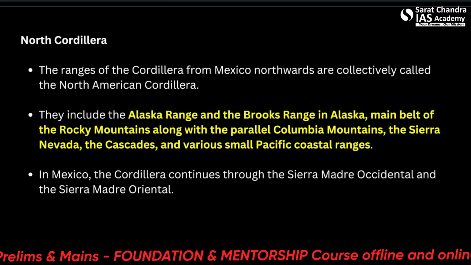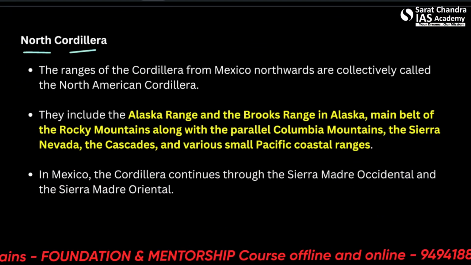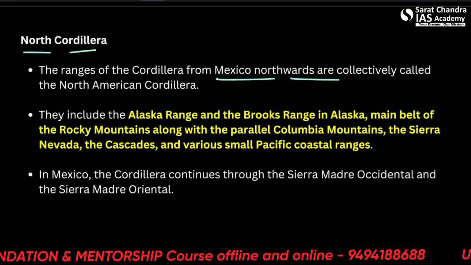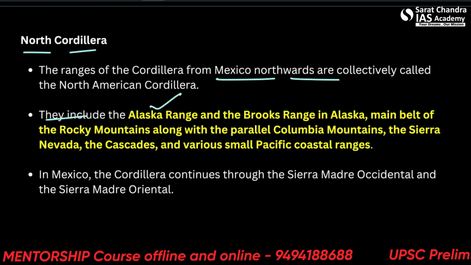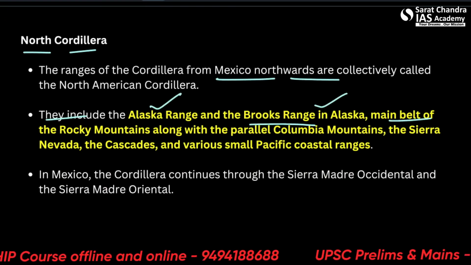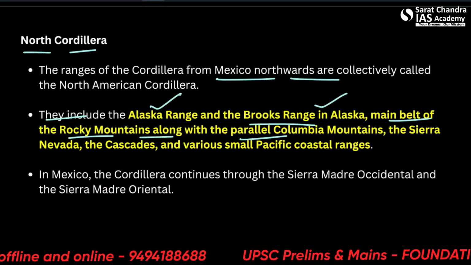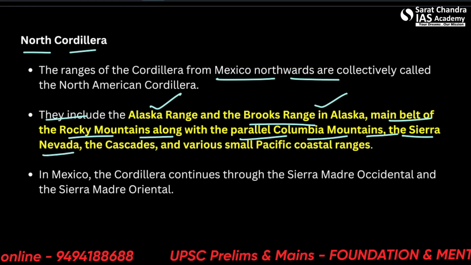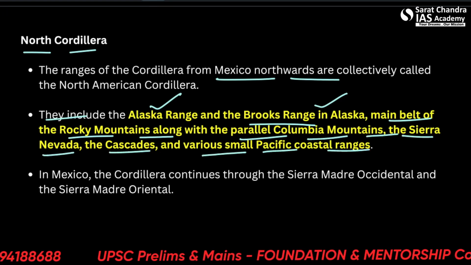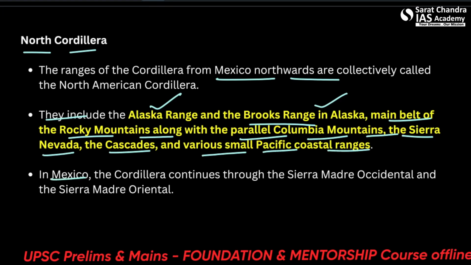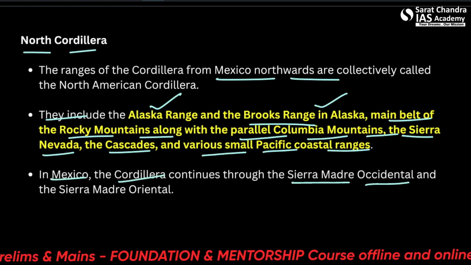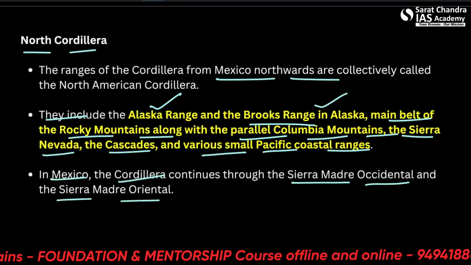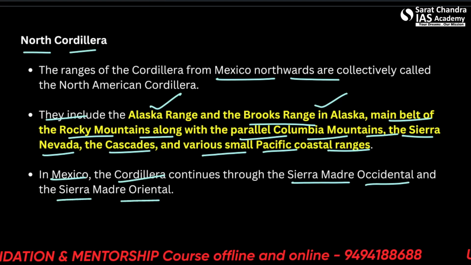The North American Cordillera of these Rockies runs from Mexico northwards. It includes the Alaska Range and the Brooks Range in Alaska, the main belt of the Rocky Mountains along with the parallel Columbia Mountains, the Sierra Nevada, the Cascades, and various small Pacific coastal ranges. In Mexico, the Cordillera continues through the Sierra Madre Occidental and the Sierra Madre Oriental. So they are just part of the Rocky Mountain ranges.